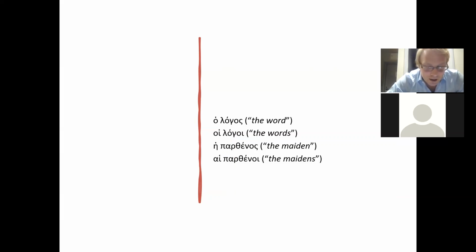And likewise, we have he parthenos, which means the maiden, but hai parthenoi, that means the maidens. So in this case, we have a feminine singular nominative article that connects to a feminine singular nominative noun, and a feminine plural nominative article that connects to a feminine plural nominative noun.